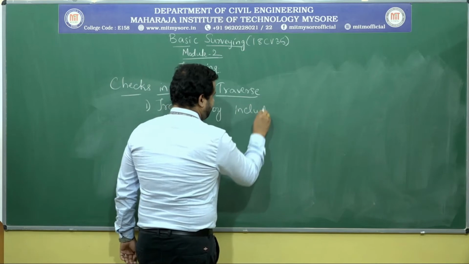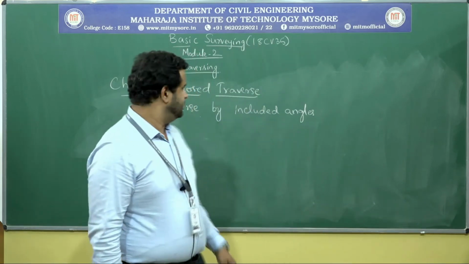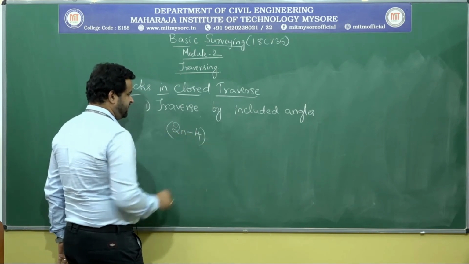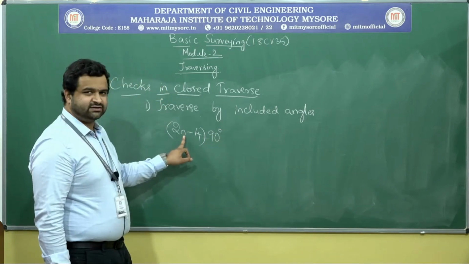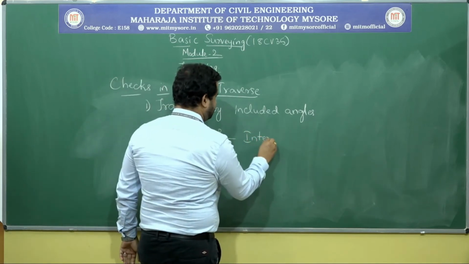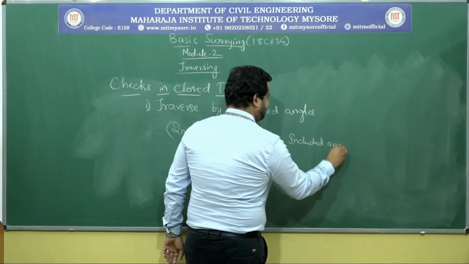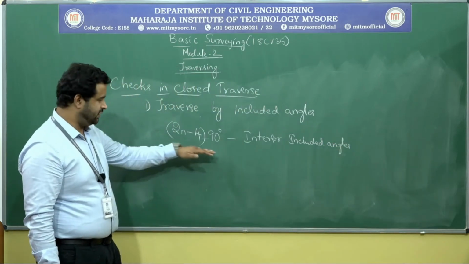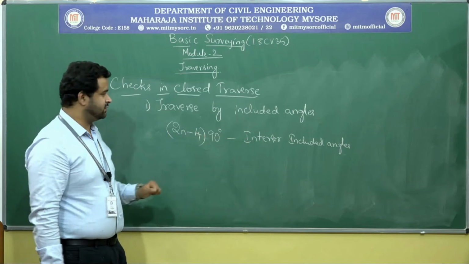included angles. In this case we have to satisfy the check for interior included angles, that is 2n minus 4 into 90, where n is the number of sides. If this check is satisfied, then we can correct the interior included angle. So the sum of all the included angles should be equal to 2n minus 4 into 90, that is right angles. Then we can say interior included angles are corrected.